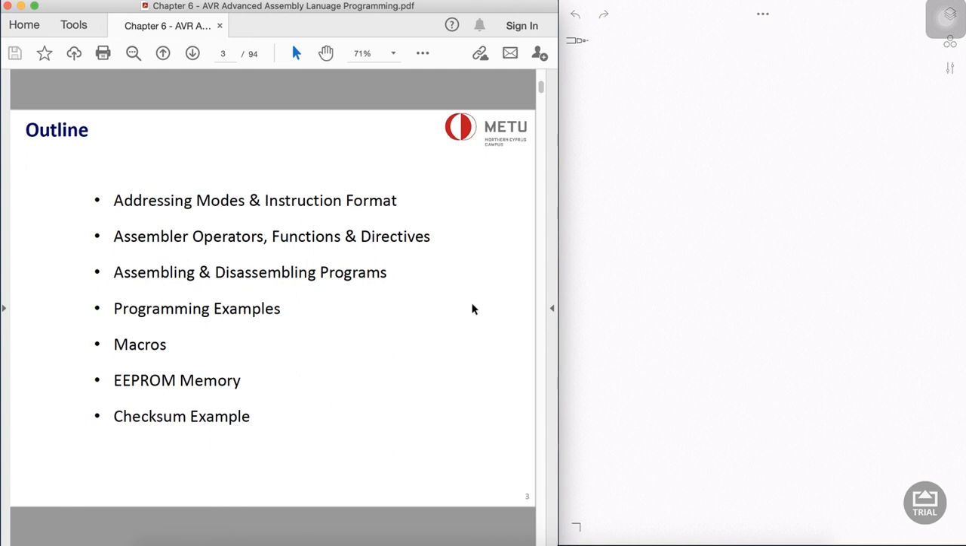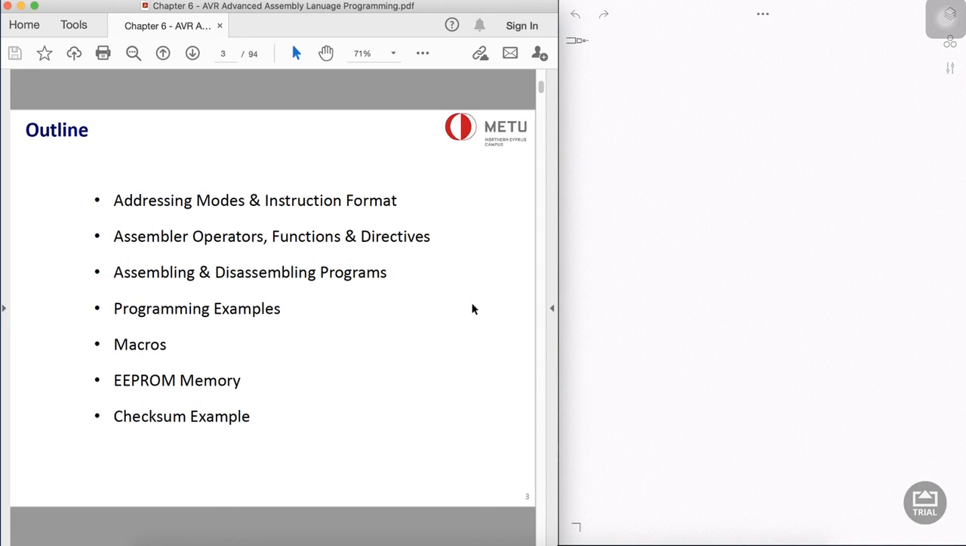Addressing modes, instruction formats, the assembler operators, functions and directives, assembling and disassembling the program, which we already covered some parts of in the previous lectures. Programming examples, macros that we use, EEPROM memory, how we can interact with EEPROM memory, and the checksum example are some of the topics that we will cover today.